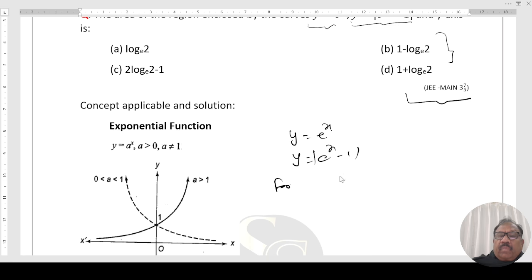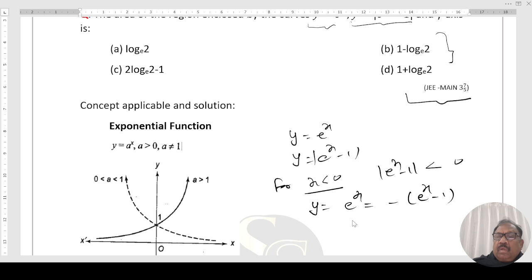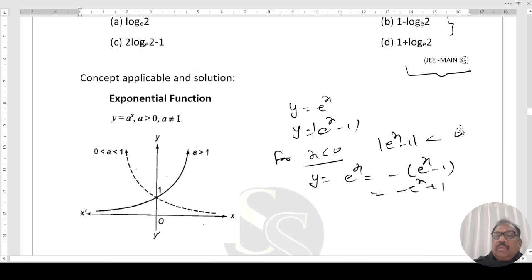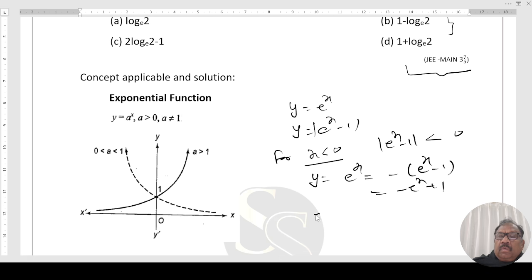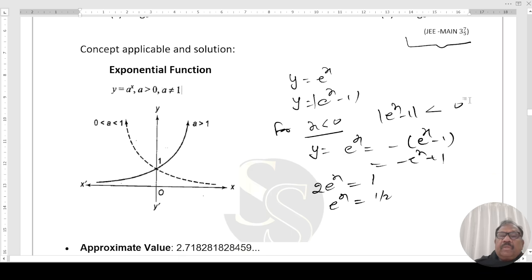For x less than 0, e to the power x minus 1 will be less than 0. So y equal to e to the power x equal to minus (e to the power x minus 1). This comes out to minus e to the power x plus 1. This comes out to be twice e to the power x equal to 1. e to the power x comes out to be 1 by 2, to find the value of x.